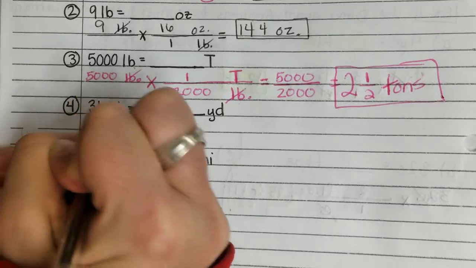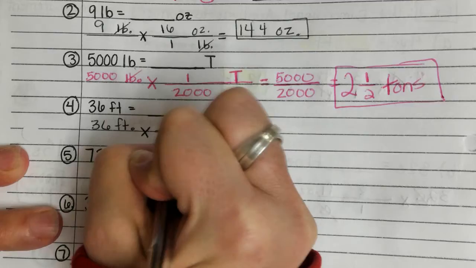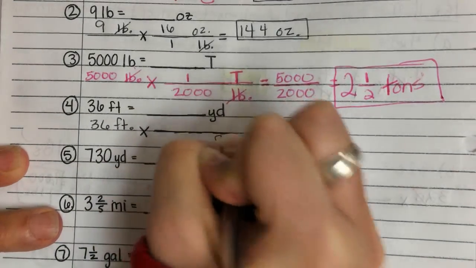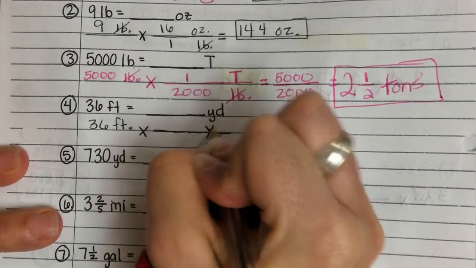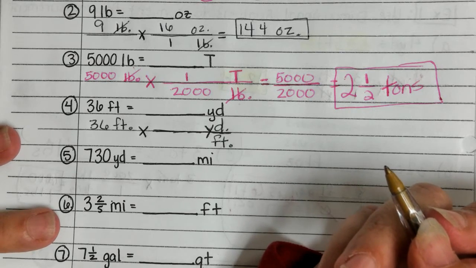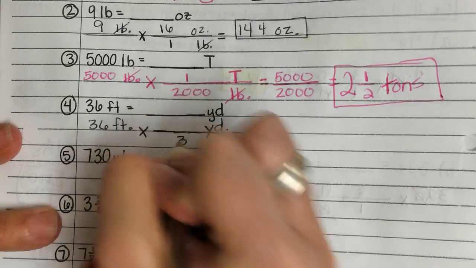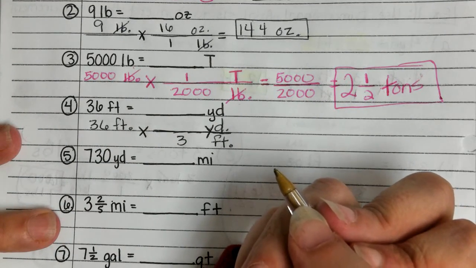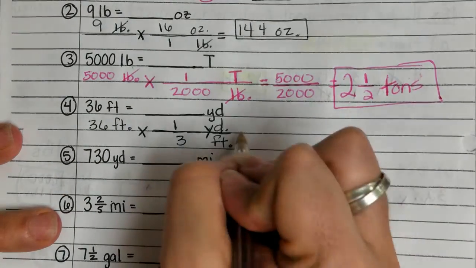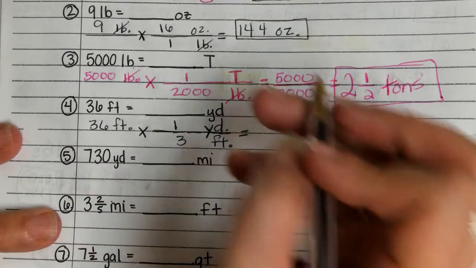Okay, 36 feet with a times. Feet should be on the bottom, yards on top. There are 3 feet in 1 yard. Multiply straight across.